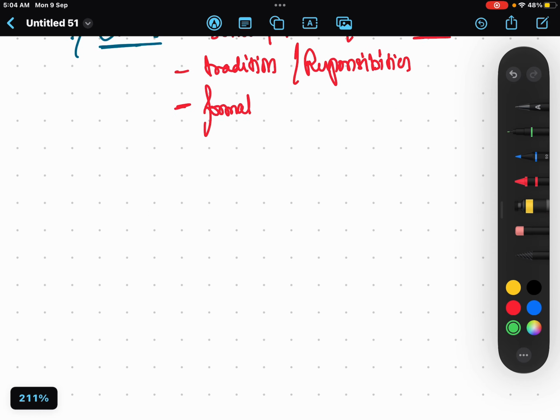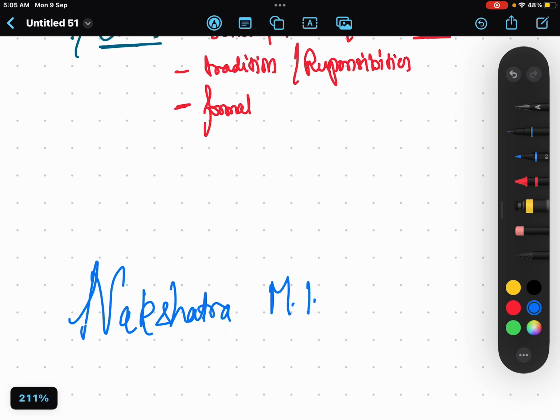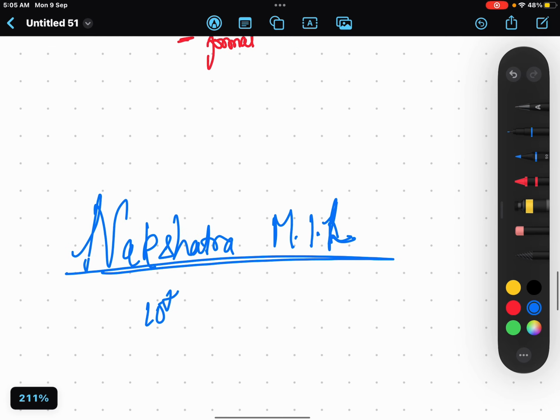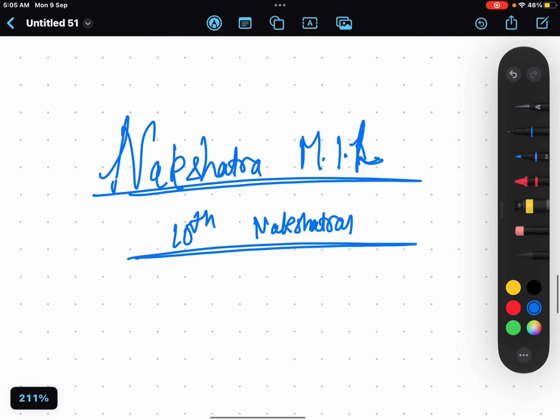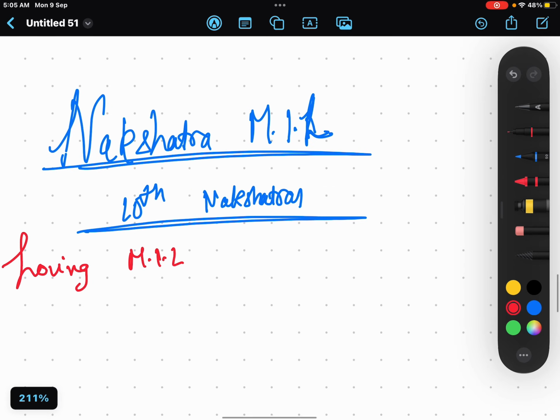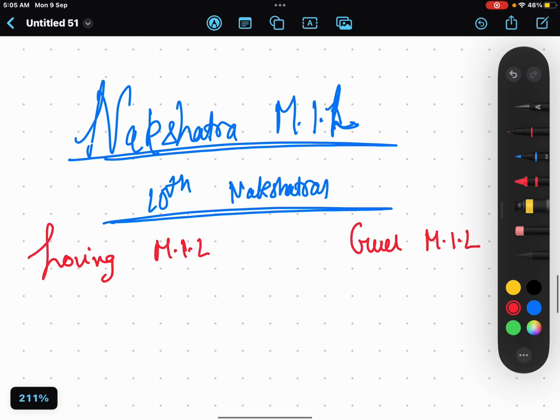Now one thing I want to tell: in which nakshatra will you get a good mother-in-law? If your 10th house has these nakshatras, you can expect your mother-in-law like this. For the loving mother-in-law, and then the cruel mother-in-law, I am writing in short.